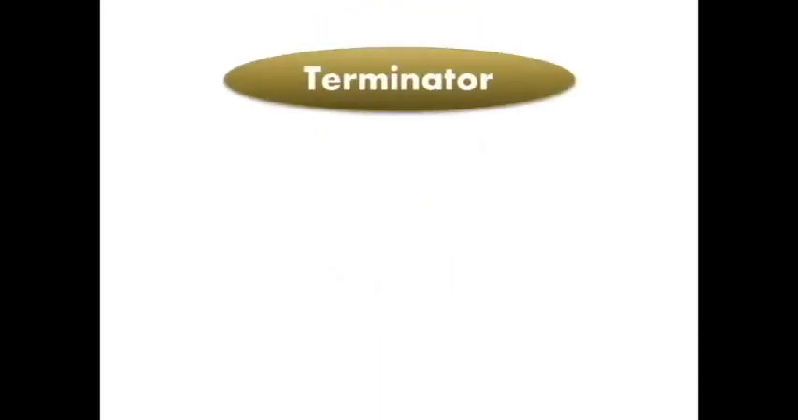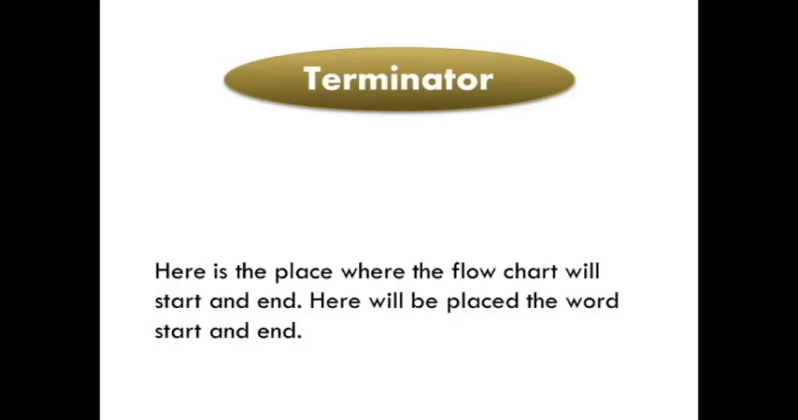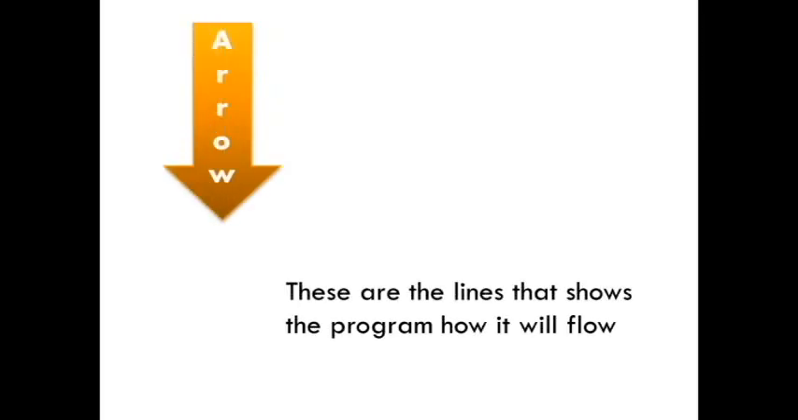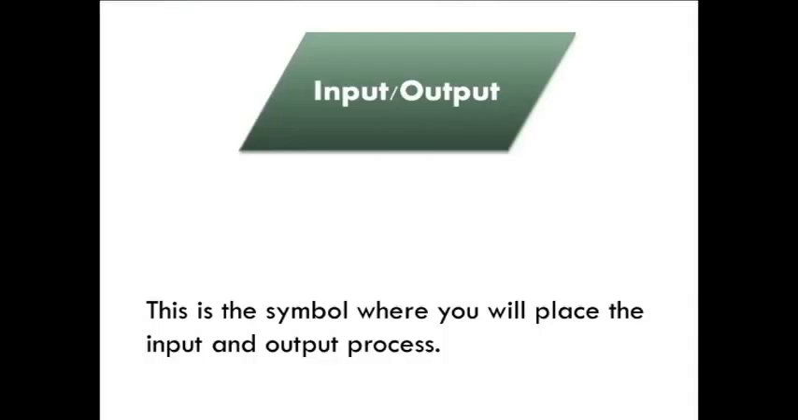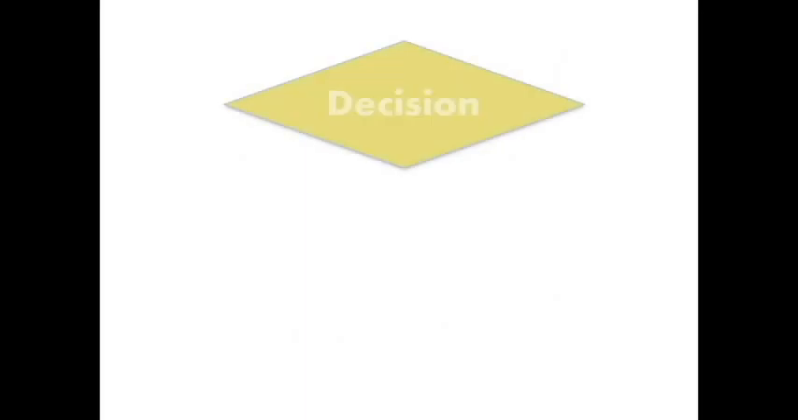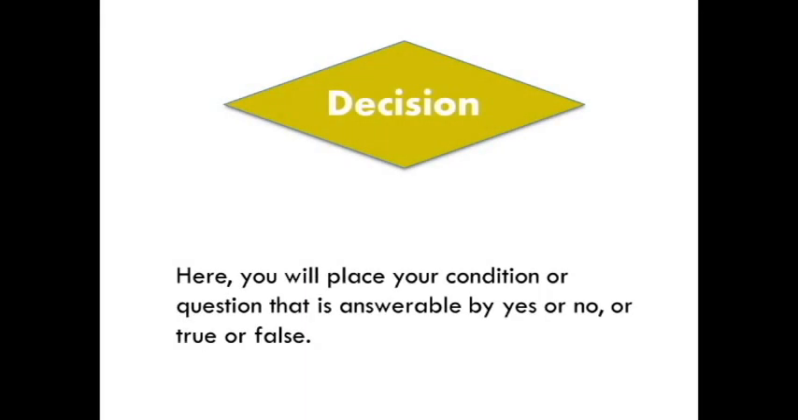First, the terminator. Here is the place where the flowchart will start and end. Here will be placed the words start and end. Next, arrows. These are the lines that show the program how it will flow. Input-output symbol. This is the symbol where you will place your input or output process. Decision symbol. Here, you will place your condition or question that is answerable by yes or no, or true or false.